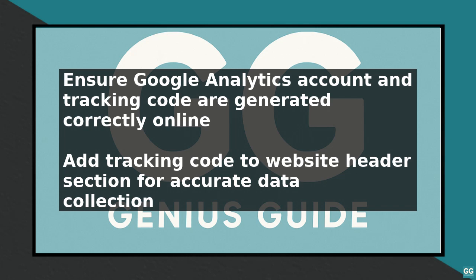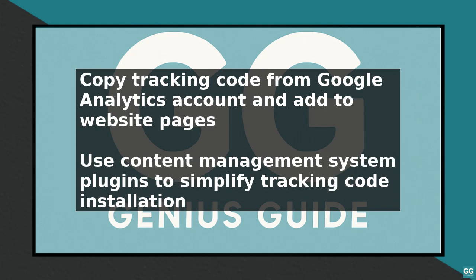Click on the property for which you want to validate the tracking code. In the property column, click on Tracking Info and then Tracking Code. This is where you will find the global site tag or the tracking code snippet that you need to add to your website. Copy the tracking code and add it to the header section of your website, preferably just before the closing head tag. This will ensure that the tracking code is loaded on every page of your website.